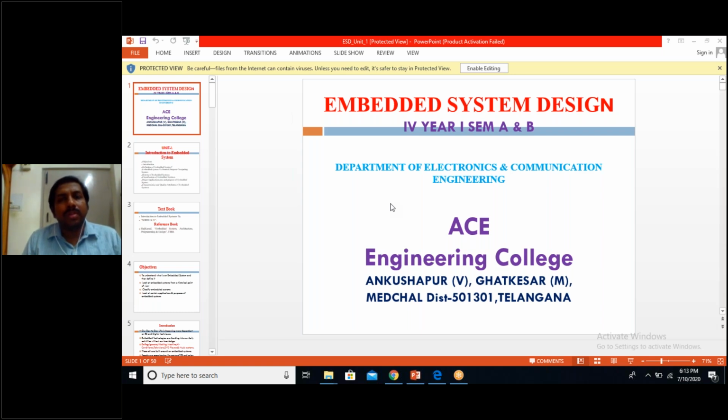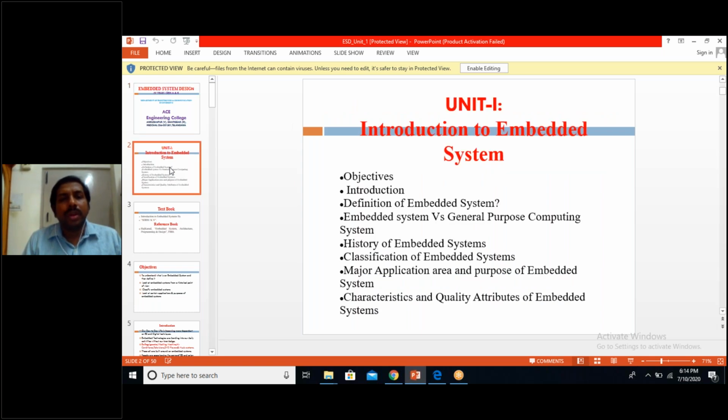My subject is embedded system design for final years, both sections. In the first unit, I want to cover some topics. Objectives, introduction, definition of embedded system, differentiate between embedded system and general purpose computing system, history of embedded system, classification of embedded system, major application areas and purpose of embedded system, characteristics and quality attributes of embedded system.